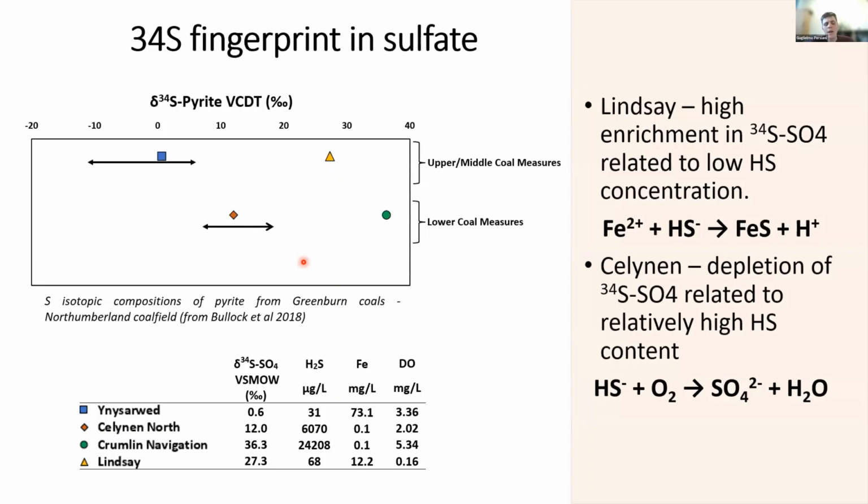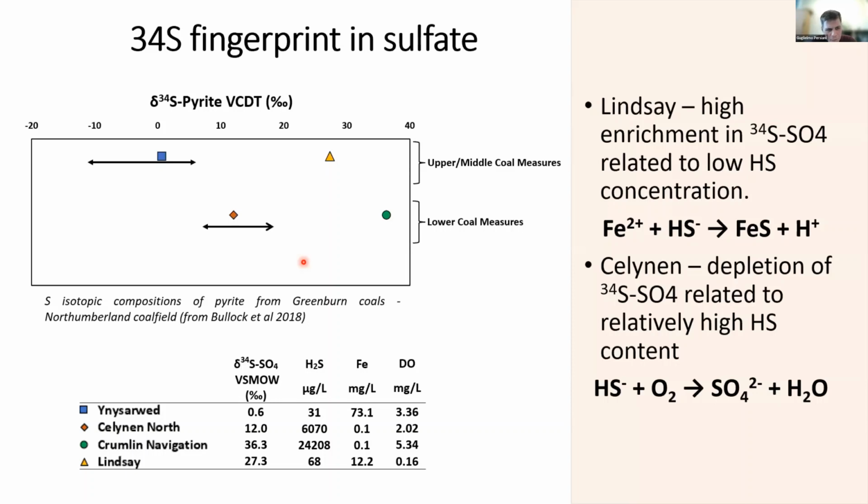And this is because the oxidation of the sulfide mineral usually does not result in sulfur-34 fractionation. So that means the sulfate originating from the pyrite usually retains the same fingerprint of the pyrite.